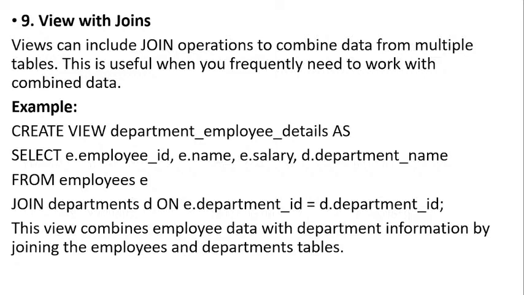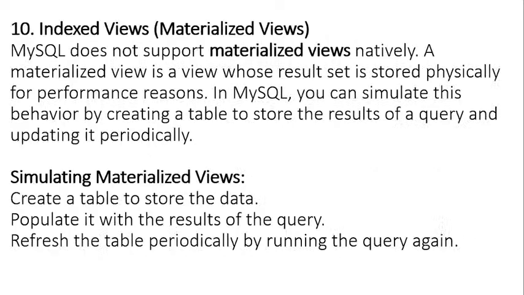So you can see how complex join code is. But if you manage to write it on view, you just share it with the PHP guy and he calls the name without knowing the code you have written behind it. So this view combines employee data with department information by joining the employees and department table. So you can join as many tables as you want.